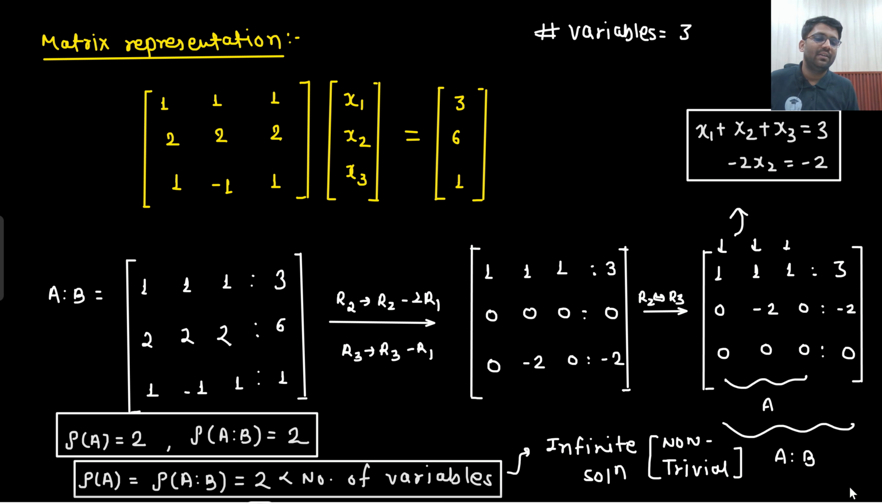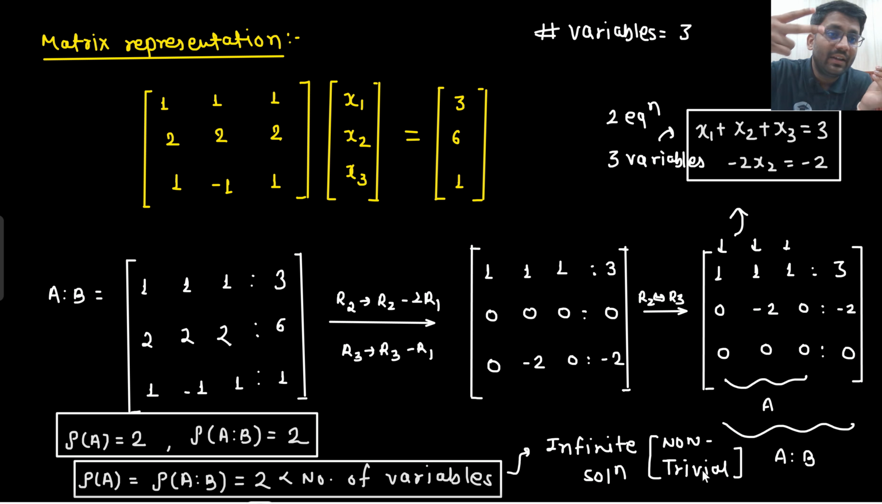So you are having 2 equations, but 3 variables. So it is pretty obvious that one of the variables has to be free, or you can say one of the variables has to be independent. Why is that so? Because you are having 2 equations only and 3 variables. So from 2 equations, you can find out the solution of only 2 variables.